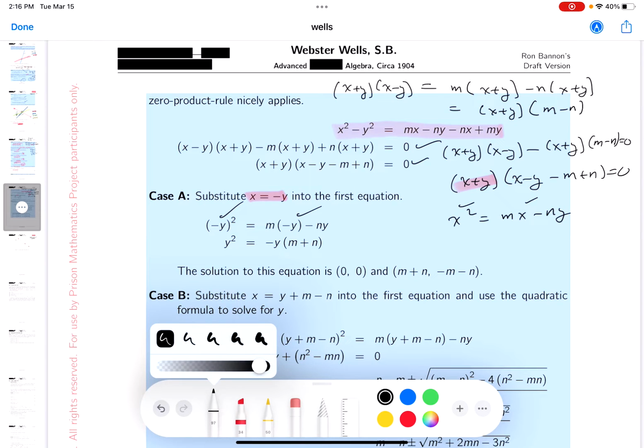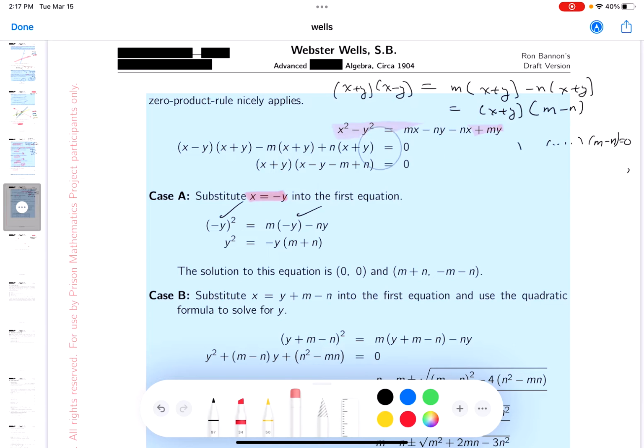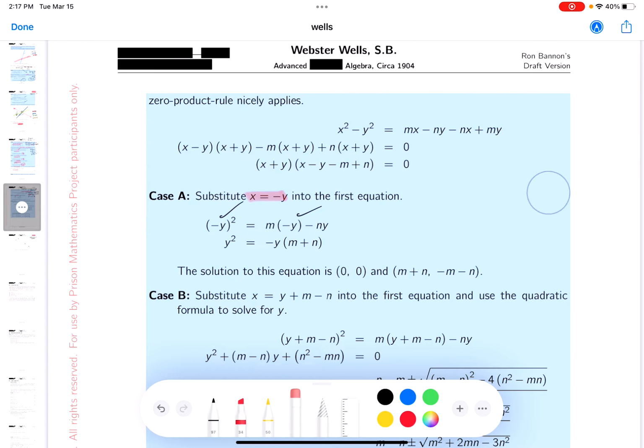I want to go through that with you. Let me get my eraser out. I get rid of this over here. I understand that part there. And this is how you study, by the way. All right? So, let's put that down for you. What do you get? y squared plus y times m plus n equals 0. Factor a y out, you get y times y plus m plus n equals 0. So y could be 0. Well, if y is 0, what's x?